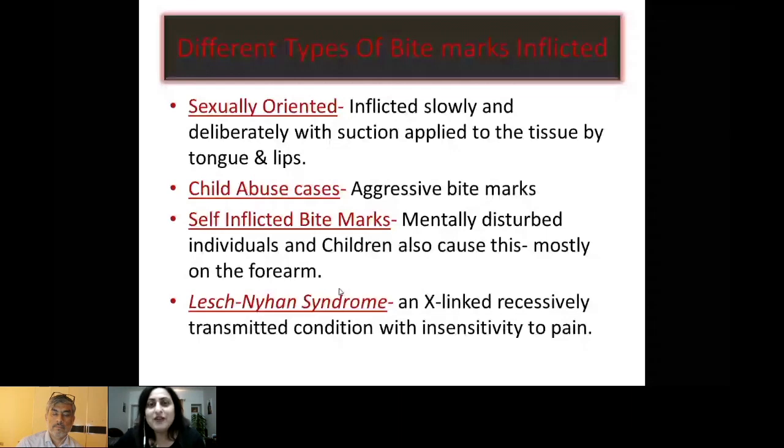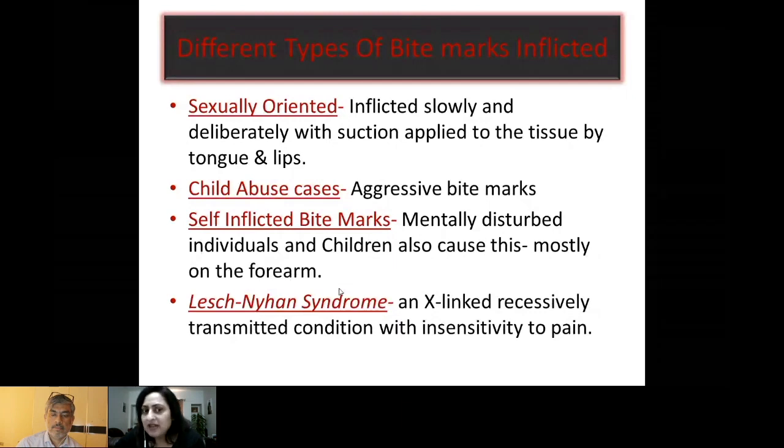Studies show that females are bitten more often than males, with frequent sites being the breast, arms, and legs during these sexual attacks. Males are commonly bitten on the arms, shoulders, and back. Hands and arms are commonly bitten when a victim is attempting defense actions. In child abuse cases, aggressive bite marks are found. Here we always have to see whether the bite marks are fresh or show evidence of long-term abuse.